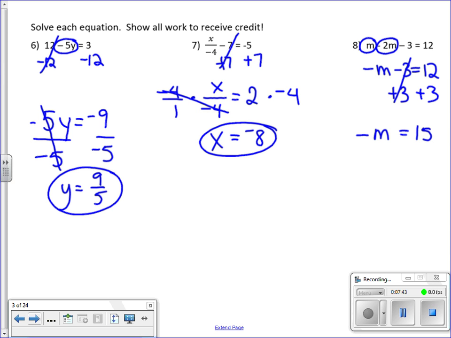Remember, I cannot have a negative variable. So if you wanted to, you could have gone back here and actually said this was a negative 1m. This is a negative 1m here, because now I know I need to do my final step of dividing by negative 1. That cancels out, so I get m is equal to negative 15. The other thing we could have said, though, negative m is equal to 15, so a positive m is equal to negative 15. You can kind of do the inverse or the opposite there.